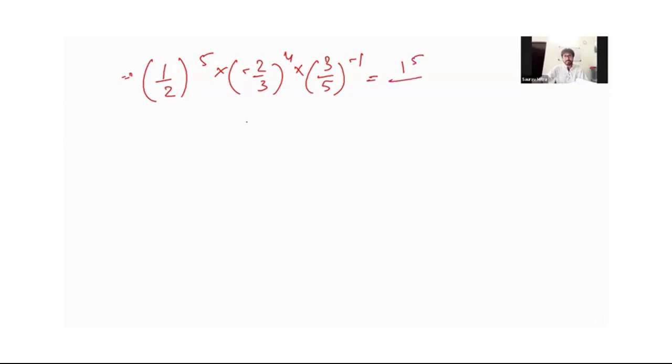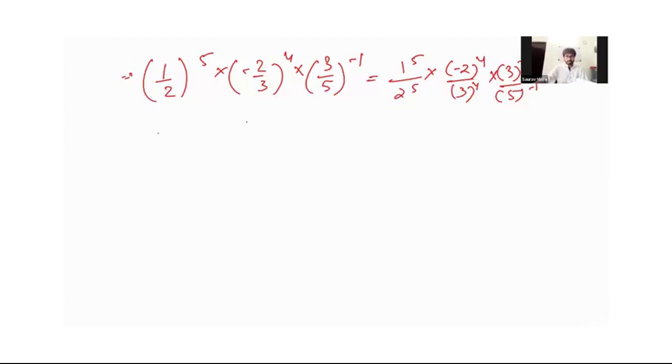If I have (1 by 2) to the power 5 into (minus 2 by 3) to the power 4 into (3 by 5) to the power minus 1. So what will we do here? See, we know that it is in combined form, we can give the power to each term. So 1 to the power 5 by 2 to the power 5, into minus 2 to the power 4 by 3 to the power 4, into 3 to the power minus 1 upon 5 to the power minus 1. Okay.